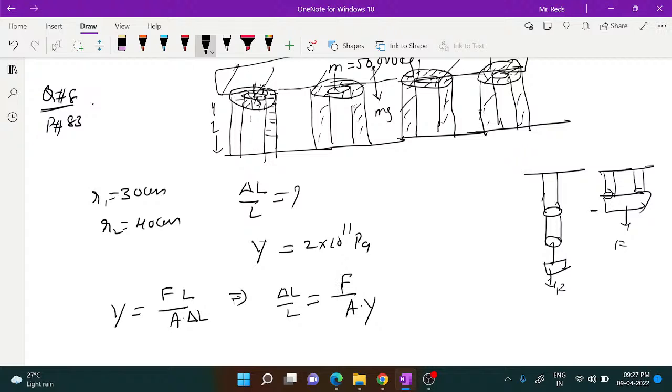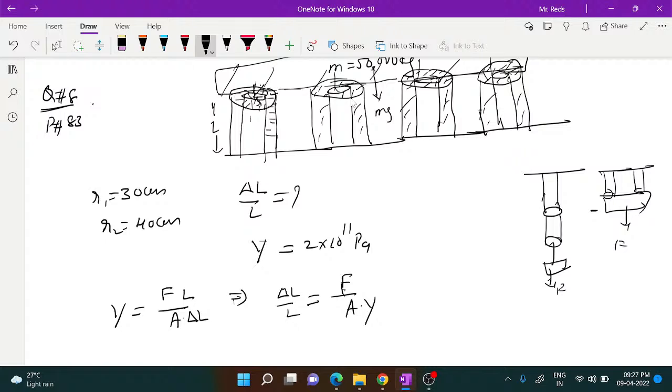You got it? So in this case, what is F? We are trying to find the compressional strain on a single wire. On a single wire, how much force will act, what is the area, and what is Young's modulus. Young's modulus is the same for each one. The area is the area of the wire on which the mass is distributed.